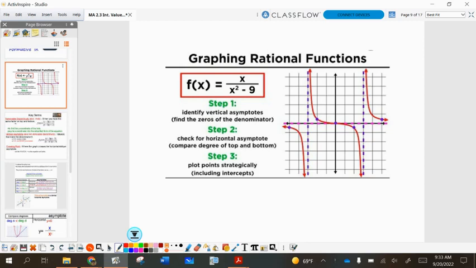Okay, so we're going to review graphing rational functions. The basic idea is going to be to factor our rational function, identify any vertical asymptotes, any holes that occur from canceling factors, and then check for a horizontal asymptote with our little guiding rules, and then plot points strategically to include the intercepts and complete the shape of the graph.